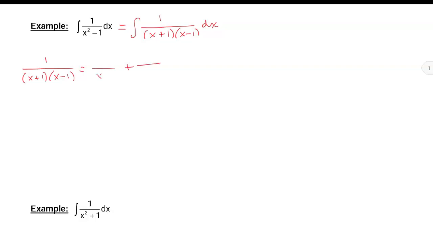The denominator of one will be x plus 1, and the denominator of the other will be x minus 1. They're just simple linear factors down there, so I could just put an A and a B on the tops. Let's solve for A and B.